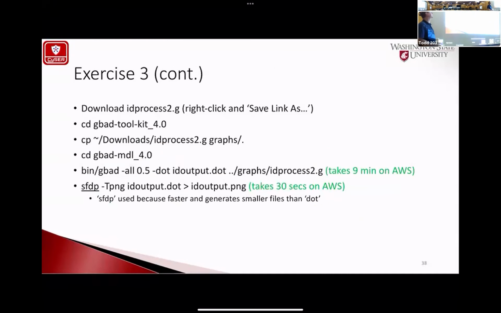So to do this exercise, here are the instructions for getting the results. When I run it on this AWS virtual machine, it takes 9 minutes to run. So I don't think you want to wait 9 minutes for this to happen. But I've already run it and I have the results, so I'll go ahead and show you that. But if you want to start it up, it should finish before we're done.